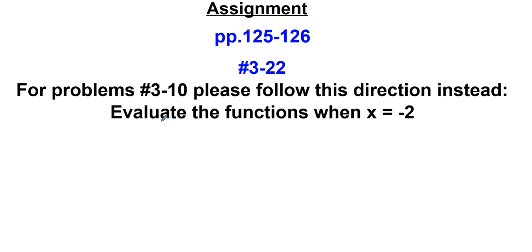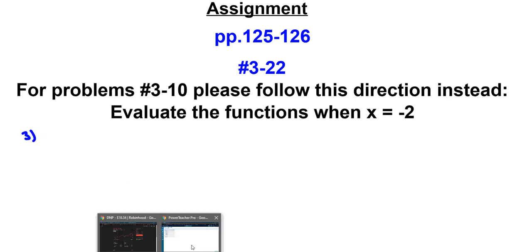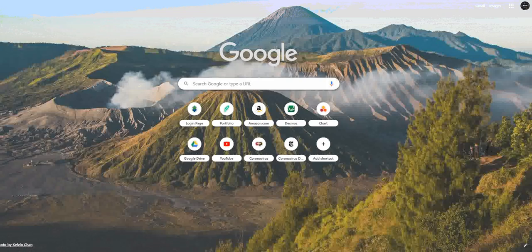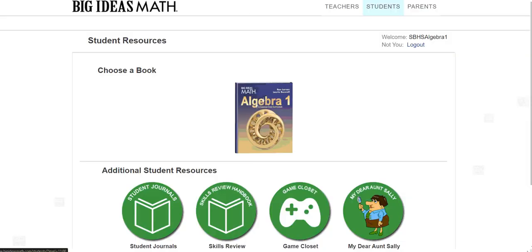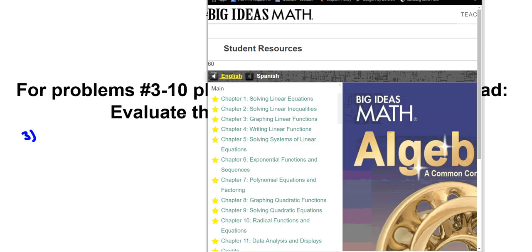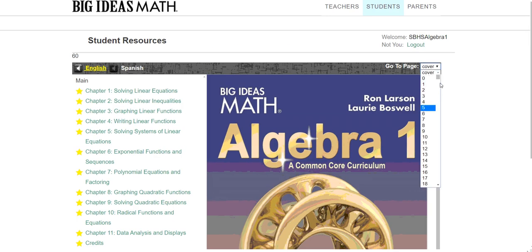So I'm going to start with number 3. Let me get your textbook open here. Let's see, we were on page 125. There we go. All right.